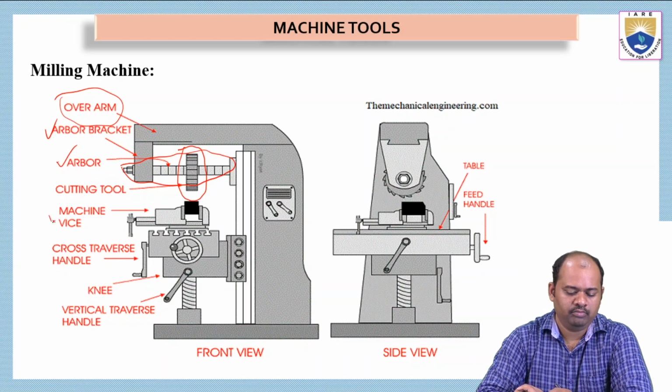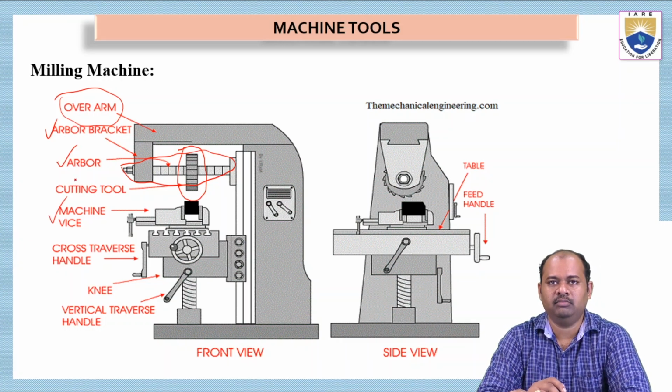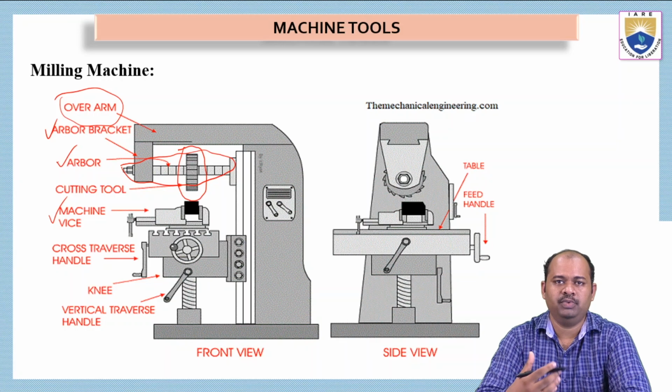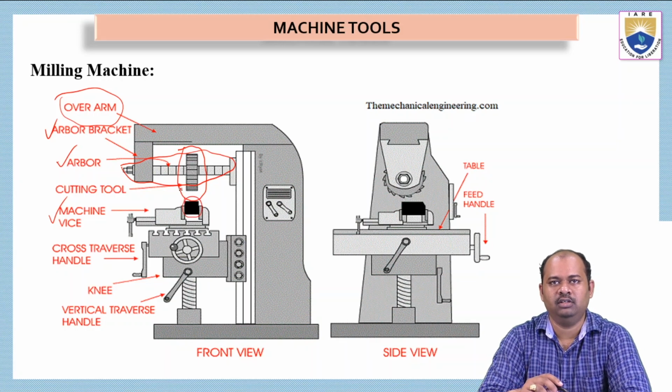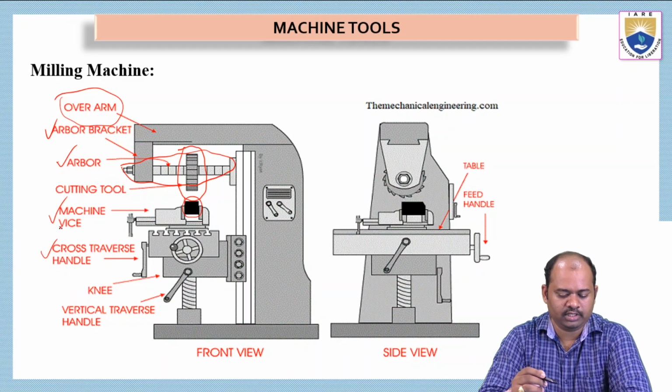And then we have the machine vise. The machine vise is the place where the workpiece is fixed. This dark colored piece is called the workpiece. The workpiece is the metal piece on which we are working. And then we have the cross traverse handle.